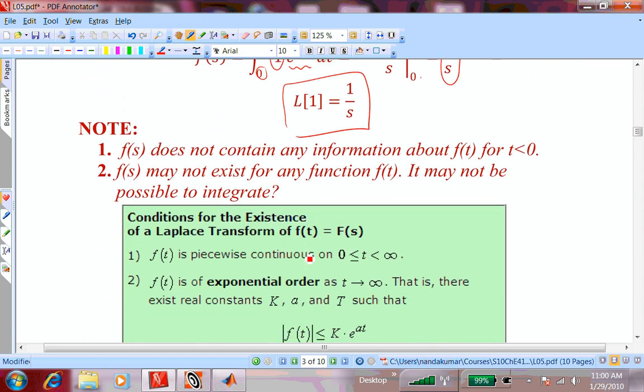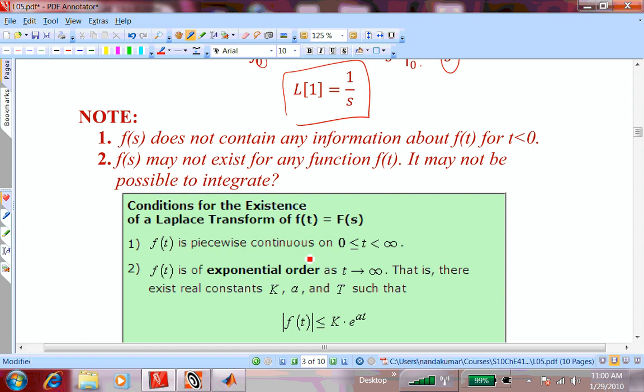Okay? So F of s, the transform variable, does not contain any information about t for t less than 0, because the transform is defined only for t greater than 0. The other question one can ask, mathematicians would love to ask such questions, is does this transform always exist for any function? Okay? And here is a result that we, as engineers, should know. When a transform can exist, when it cannot exist, we are not interested in the proofs. Okay? So F of t exists, F of s, the transform exists, if f of t is piecewise continuous.